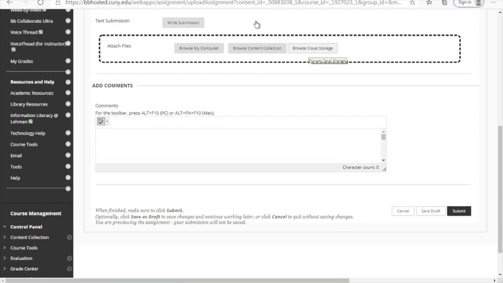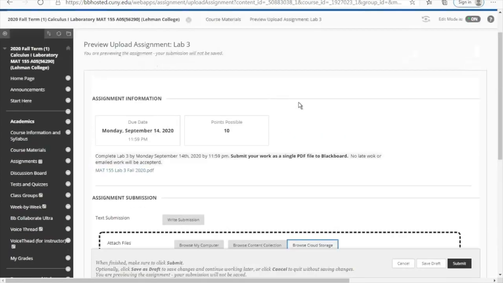You can also upload it to Google Drive or Dropbox or OneDrive for your own personal keeping, and then click on Browse Cloud Storage. If you click on Browse Cloud Storage, a page will eventually pop up and you'll be given a way of submitting it.